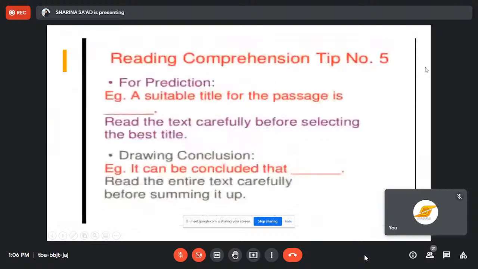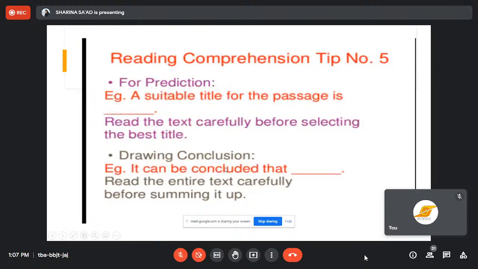Okay, tip number 5, prediction. You have a question like this asking what is a suitable title for the passage. You have to read the text carefully before selecting the best title. Like Madam said earlier, very easy. You read the paragraph and ask yourself, what is it about? So your answer is that the passage is about chocolate. Eating chocolate is beneficial. Your topic can be that eating chocolate can be beneficial.